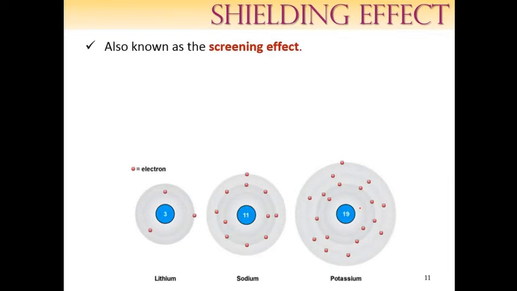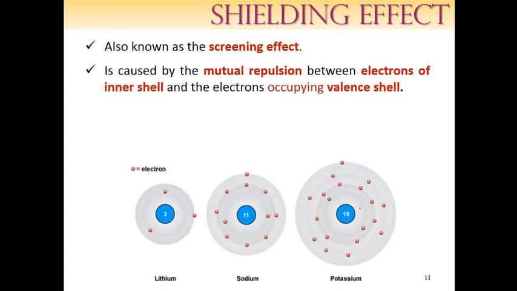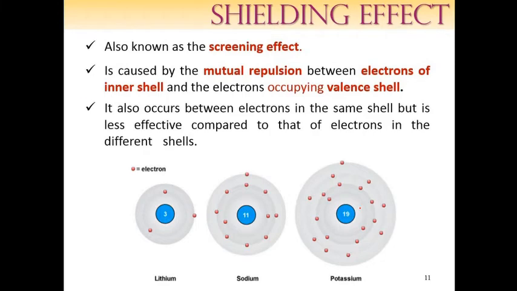Shielding effect. Shielding effect is the second factor that determines the atomic radius. It is also known as the screening effect. It is caused by the mutual repulsion between electrons of the inner shell and the electrons occupying the valence shell. It also occurs between electrons in the same shell but is less effective compared to that of electrons in different shells.